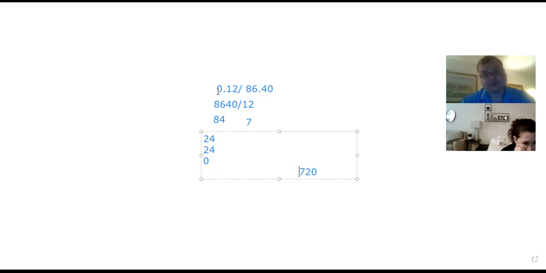So our divisor was 0.12, and this number was 86.40. Do you know what the other one's called? No, I don't. Dividend. Okay. Dividend and divisor. What's the quotient? Is that the answer? Yeah, quotient. So this is the quotient, 720. Okay. Your quotient is 720. Okay, equals 720. There it is.